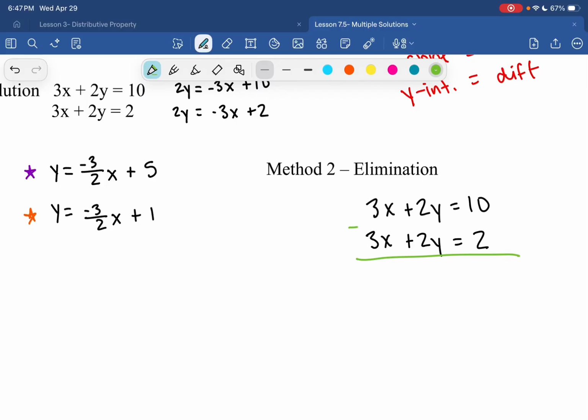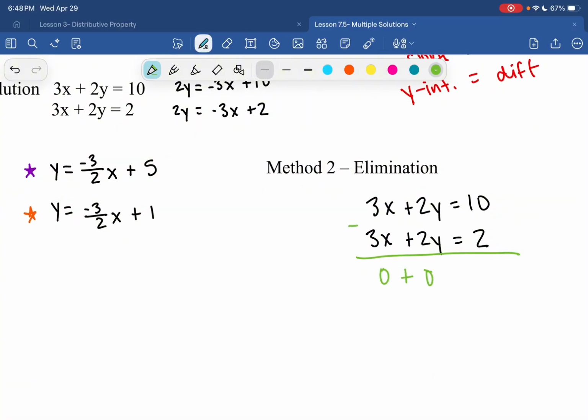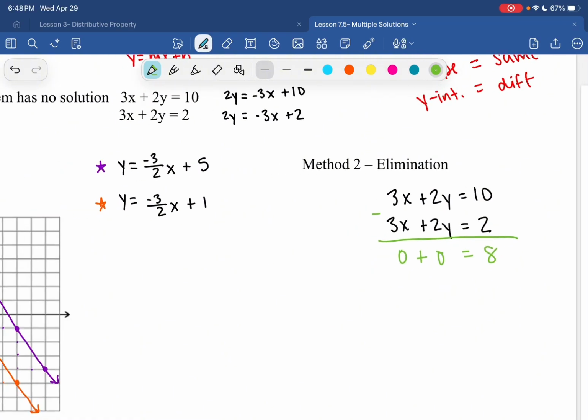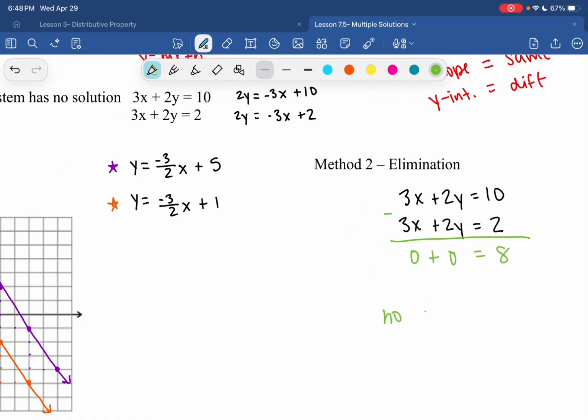Now, usually when we do elimination, we are just canceling one variable, right? Because then we're solving for the other. In this case, though, it canceled both. So do we have a variable to solve for? No, it's not x equals 8 or y equals 8. Nothing equals 8. So we have no solution.